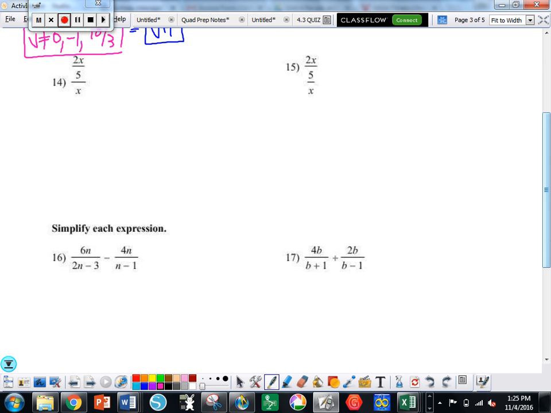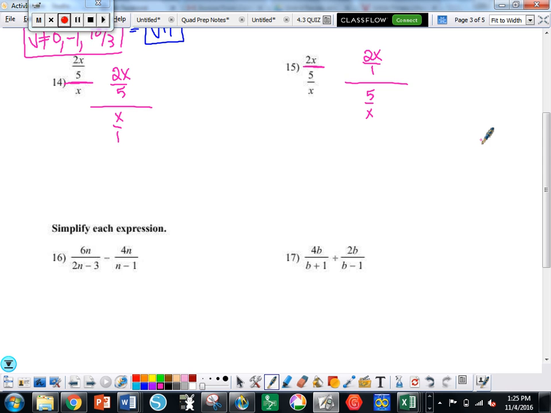Number 14 and 15 are very close in problem. Number 14 says 2x over 5 over x over 1. This line right here is slightly longer than the other one. On the test, it's a little more obvious. You actually see it better on number 15. Do you see how this is the bigger line? So this is a 2x whole number over 5 over x.